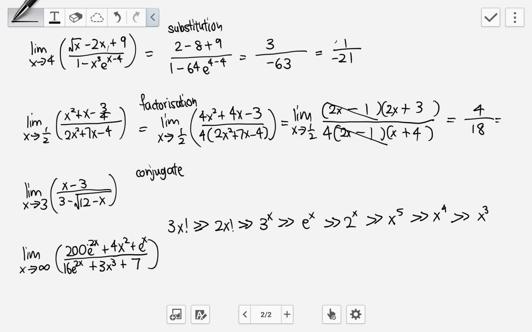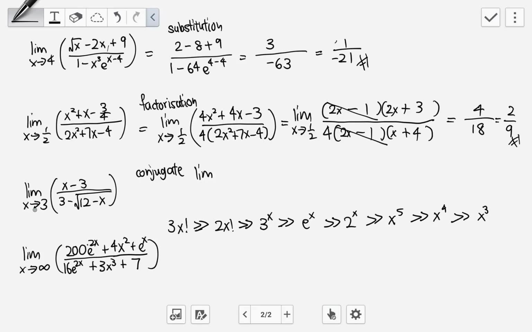Okay, and that will give me 2 over 9. So this is the actual limit. What about if you got a conjugate like this? It's not easy to factorize, so I'll use the conjugate method to simplify this expression.